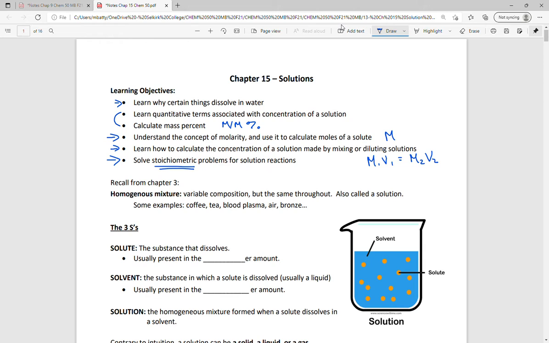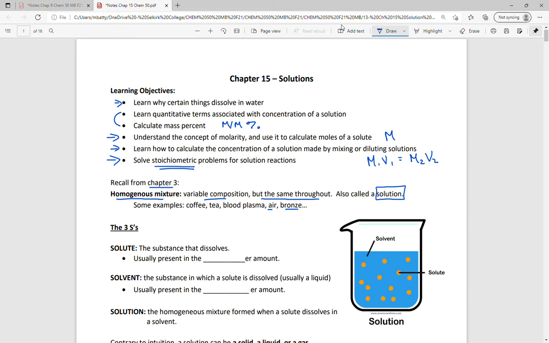If you think back to chapter 3, we first were introduced to homogeneous mixtures and said they are also called solutions. They have a variable composition. They're not the same all the time, but they are the same throughout that beaker or bottle or whatever it is. Common examples would be coffee or tea, the air that you breathe, tap water would be a mixture. Mixtures or alloys of metals are also an example of variable composition but the same throughout, or a homogeneous mixture.